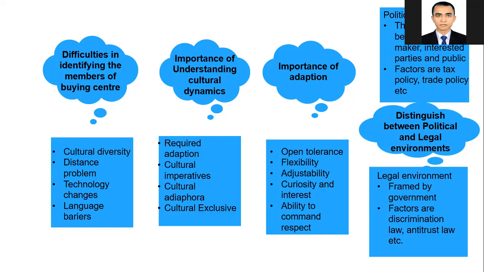The main problems we found in identifying the members of buying centers. The first one is cultural diversity. Culture differs from country to country. Our country people like to talk too close to one another. And there is another problem is distance problems, technological changes, and language barriers.